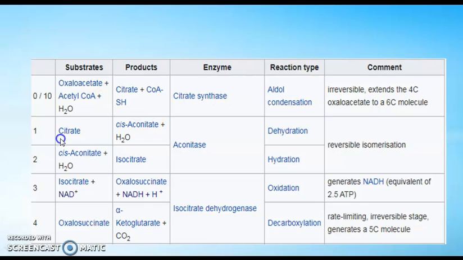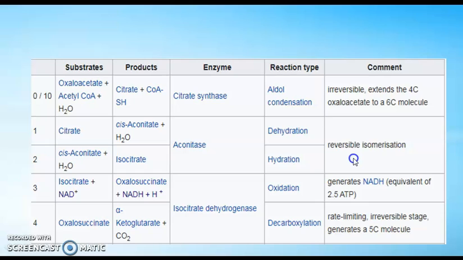Next step, the citrate is converted with the help of the enzyme cis-aconitase. It is a dehydration type of reaction that removes water and results in the formation of cis-aconitate from citrate.